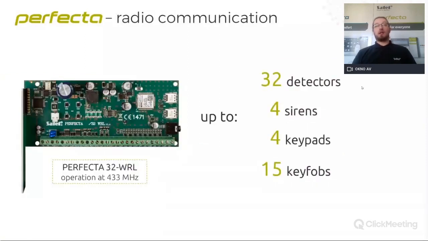With the radio communication, as we talked about, up to 32 detectors with, of course, Perfecta 32 WRL. But please remember that 8 zones are on board, but you can still use them as wireless. So the on-board ones will stop working, and then you will use them as the full range of 32 wireless detectors. And of course, you can use 4 wireless sirens, 4 wireless keypads, and up to 15 key fobs. Every user is able to have one key fob. So you have 15 users, so 15 key fobs.